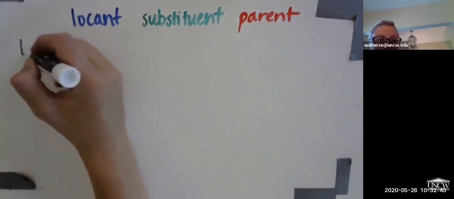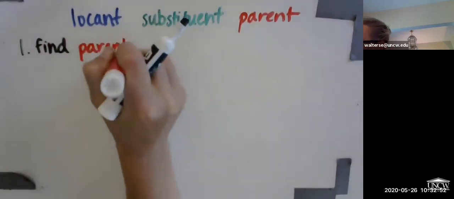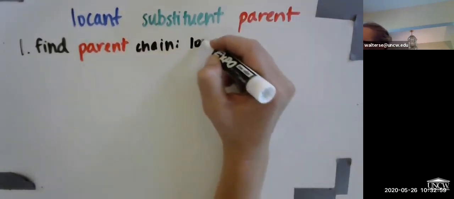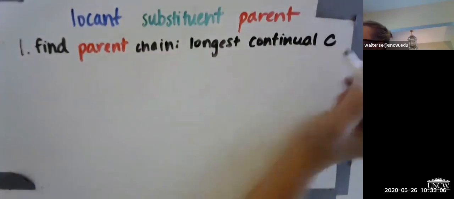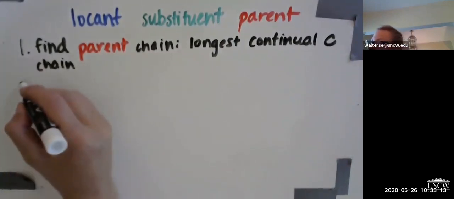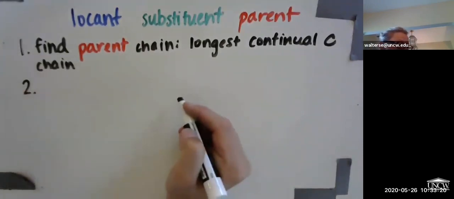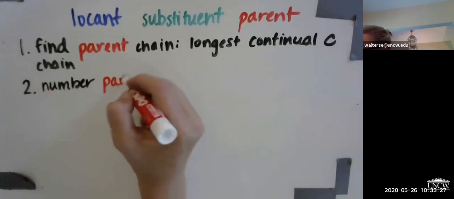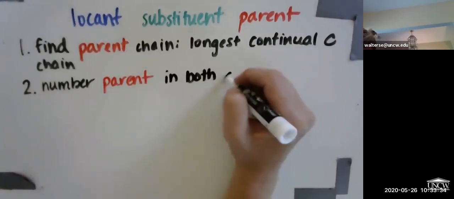So rule 1 is you're going to find the parent. And that's going to be a chain. And it's going to be the longest continual carbon chain. Okay. So then what you're going to do, once you have your longest chain, is you're going to number your parent, and we're going to say this in both directions, and I'll give you an example of what I mean.